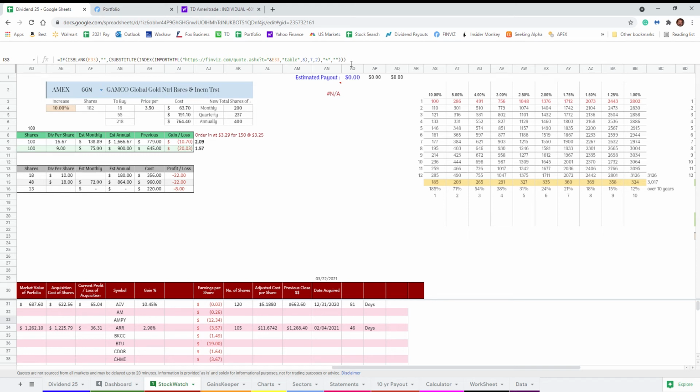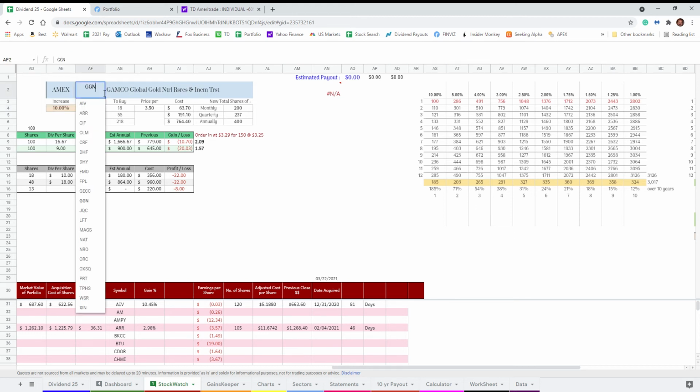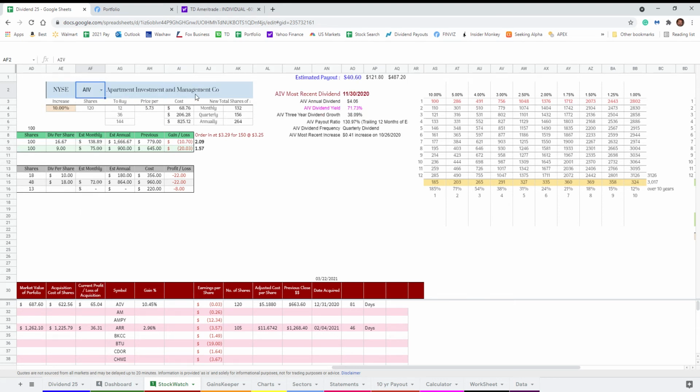at the time. So if I click on here where I'm showing my percentage, this opens up here, and I'm saying, hey, look, based on the share count, you're going to tell me what percentage we're going to use. So this is all dynamic. If I were to change this to, let's go with AIV. Okay, so AIV is Apartment Investment Management Company, and I currently have 120 shares. So it knows what shares to put in here.